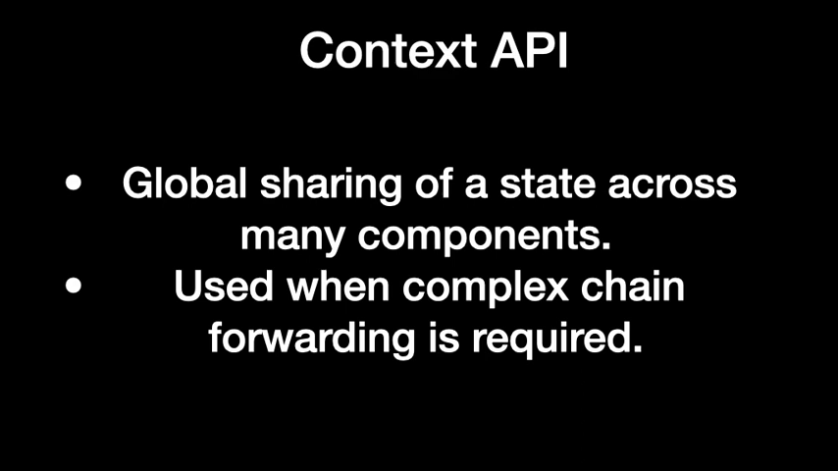Okay, what do you mean by complex forward chain? Suppose you have an app component. In the app component, you have three other components: header, dashboard, and content. And then in dashboard, you have another component called dashboard child. So header, dashboard, and dashboard child each have to access some data from content. So how will we share the data?